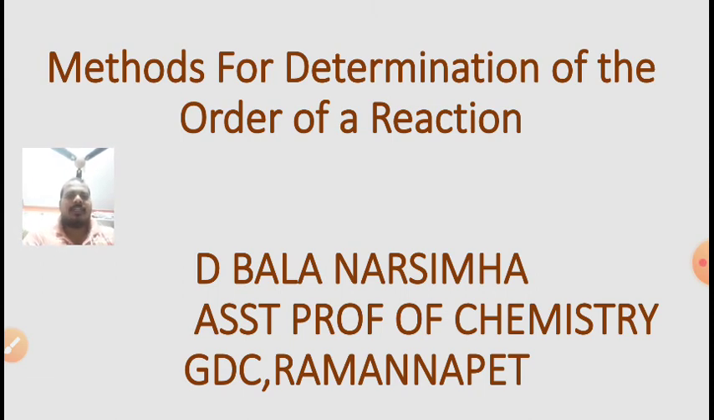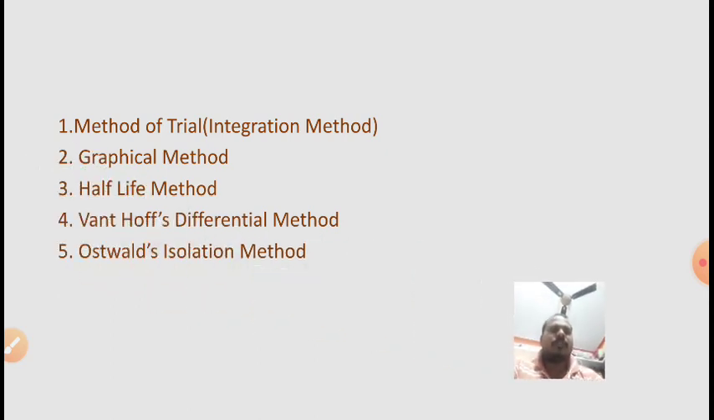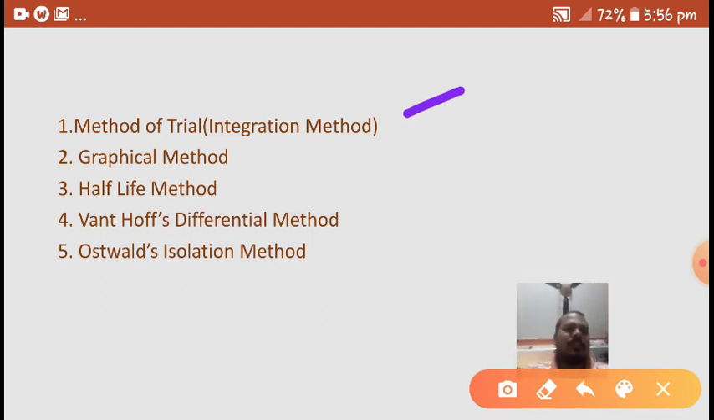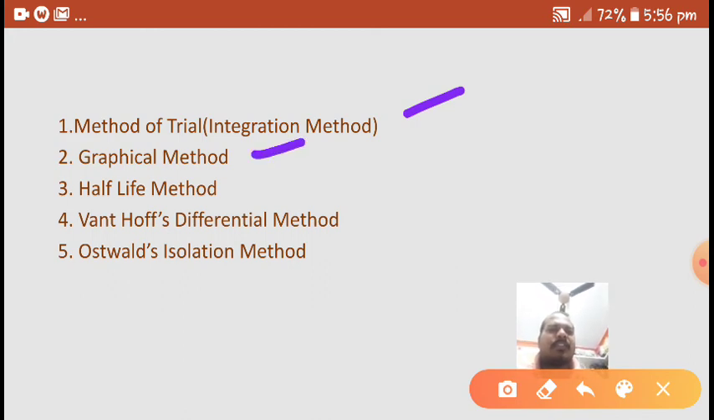In this video lecture, I am going to discuss methods for determination of the order of a reaction. Generally, there are 5 methods by which we can determine the order of a reaction. So these are: first one is method of trial, that is the integration method. In this method, we determine the order of reaction by using the integrated rate equations, with the help of trial and error. And the second one is the graphical method.